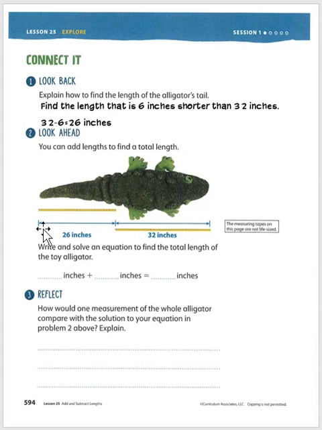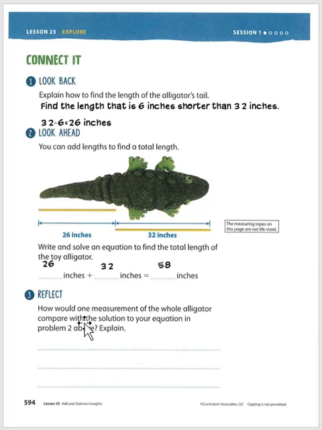You can add lengths to find a total length. So we know this one's 26. We know this one's 32. So we're going to add them. When we add them, remember we can add the ones and add the tens. The ones are 2 and 6. The tens are 3 and 2. So together it's going to make what? 58.